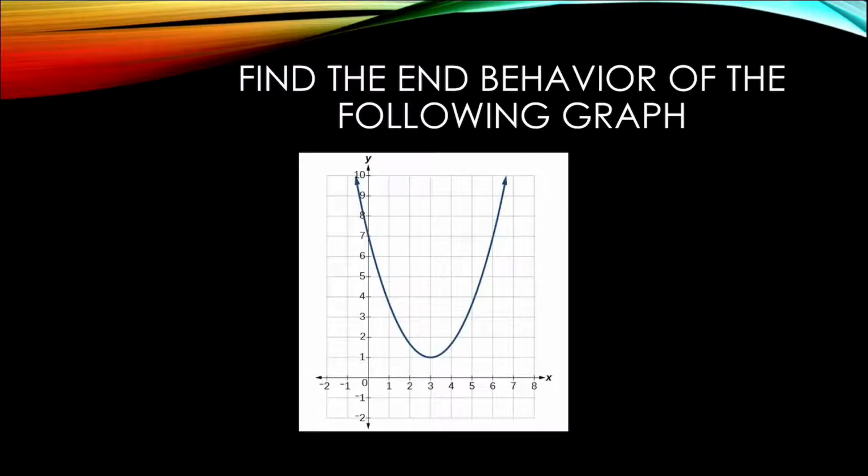Okay, so we want to find the end behavior of this following graph. We're going to state it like this. As x is approaching infinity, as I'm moving to the right on the graph, as I'm getting really, really far to the right, f of x is approaching what? What's happening as I move to the right? We can see the graph continues to go upwards, right? So we say it's approaching infinity.